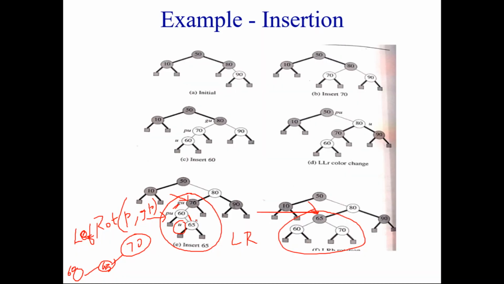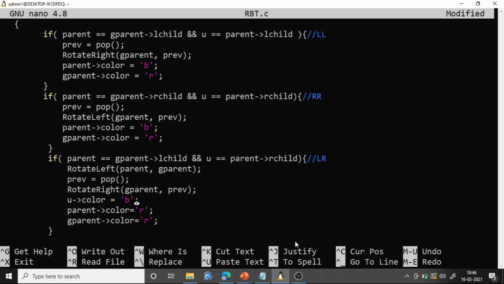Here, if you see, 65 is the child. After performing all the rotations, that has become the root of the subtree, and 60 and 70, the parent and the grandparent, have become children. So make the new node black in color and the parent and grandparent red in color. So this is for LR.